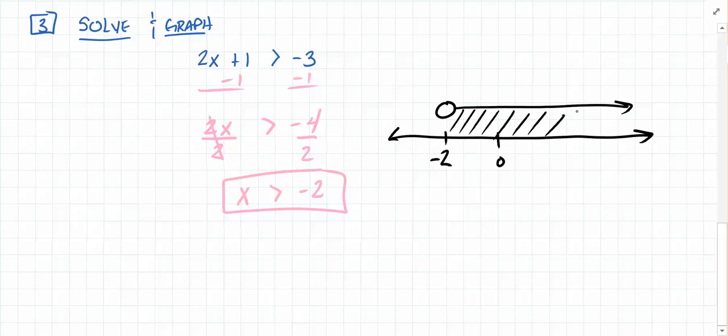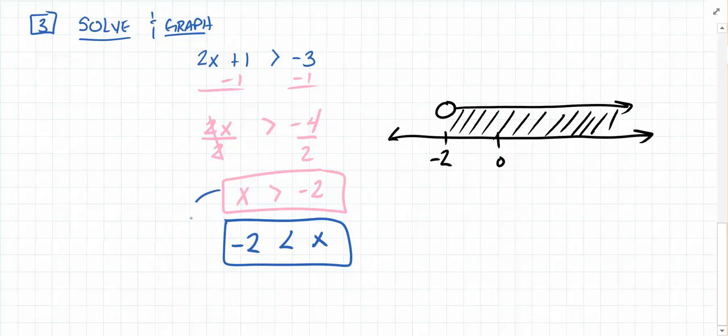Now, it's very, very important to make this statement here. If I have x is greater than negative 2, can I say this? Negative 2 is less than x. The question: are these the same? Are those the same thing? Yes or no? If you're not sure, just make a statement that's true. Give me a number that's bigger than negative 2. Okay, 3 is greater than negative 2.